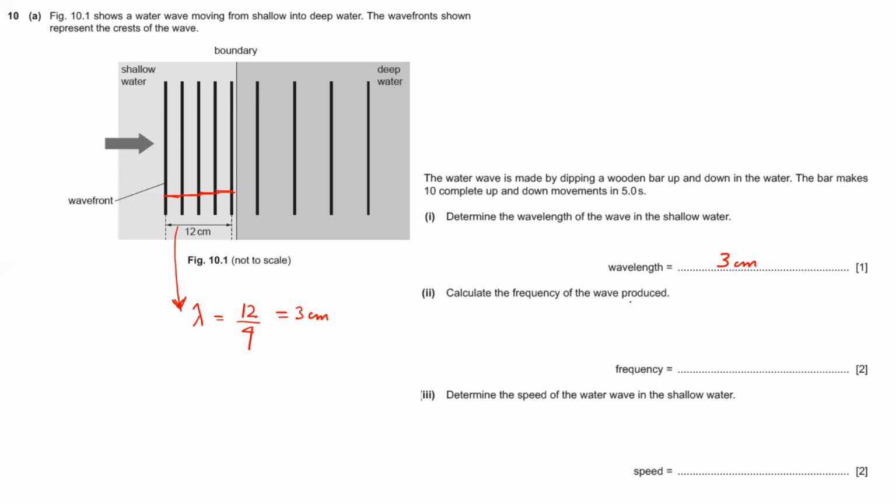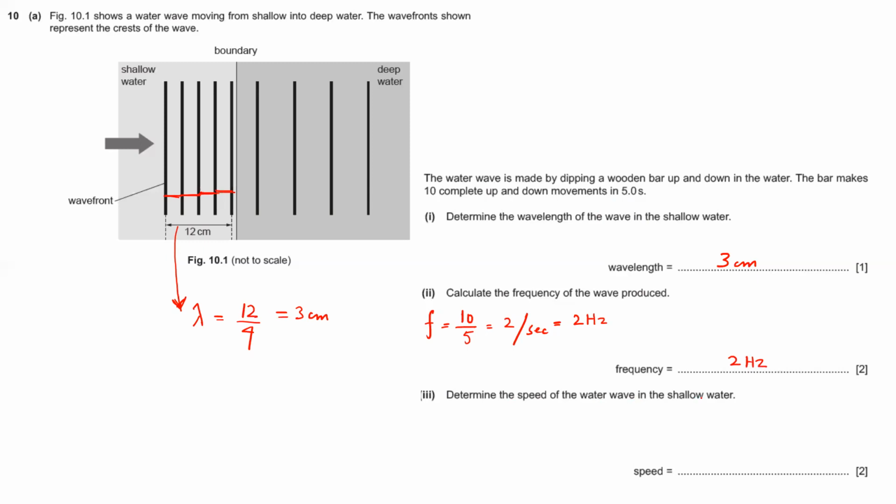Then calculate the frequency of the wave produced. The frequency information is given: 10 complete up and downs in 5 seconds. So 10 divided by 5, we have 2 per second. This is the frequency, and this means 2 hertz. So the frequency is 2 hertz.